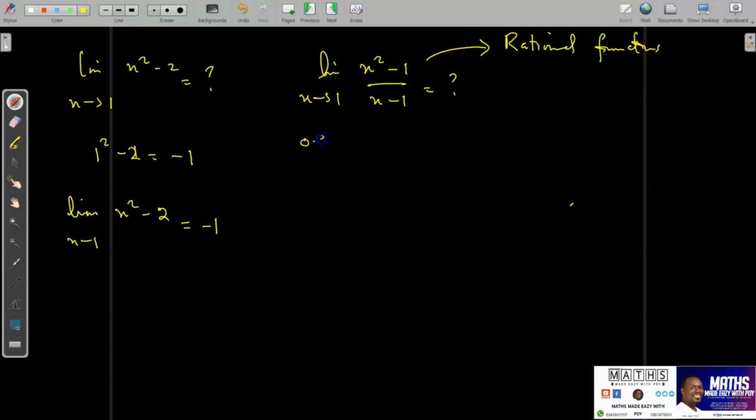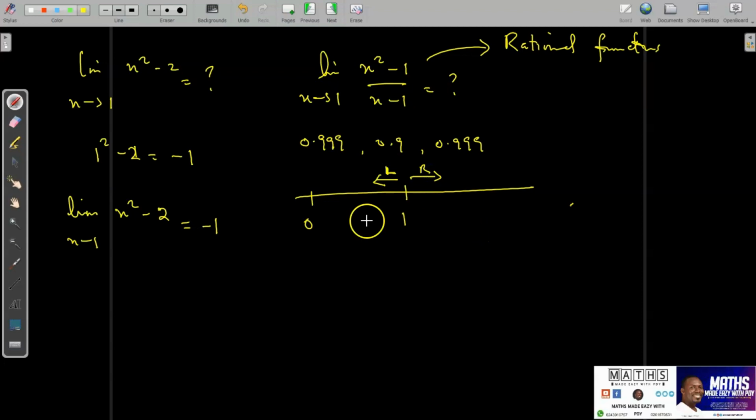0.999. So you have 0.999 as a possible value. Even you can have 0.9 as a possible value. Now these numbers that you've given to me, when you take it on the number line, and 1 is here, 0 is there, then it means that these numbers are on the left hand side of 1, isn't it? But they are still approaching 1. How about numbers to the right hand side?